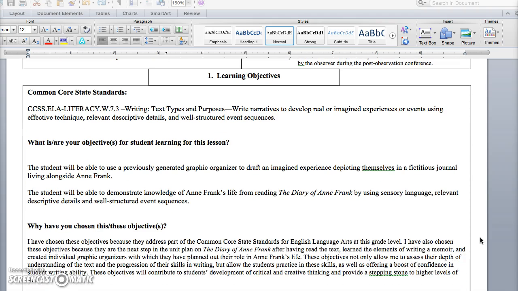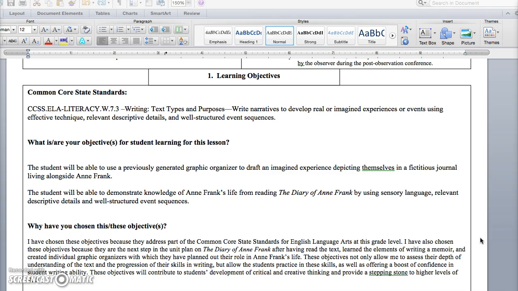The Common Core state standards that I have chosen for this lesson are CCSS.ELA-Literacy.W.7.3. This, of course, stands for the Common Core State Standards, English Language Arts Literacy, Writing, 7th grade, 3rd strand. And this falls under the category of writing, text types, and purposes. Write narratives to develop real or imagined experiences or events using effective technique, relevant descriptive details, and well-structured event sequences.